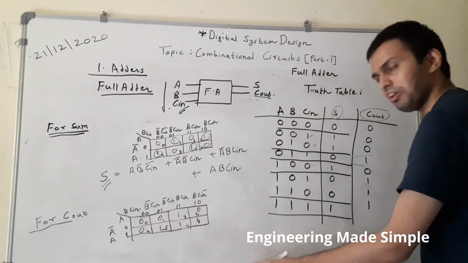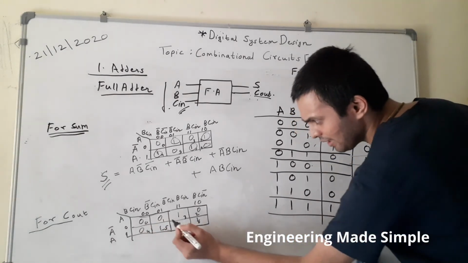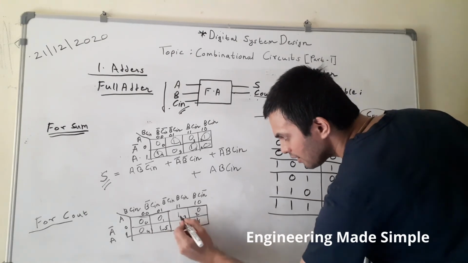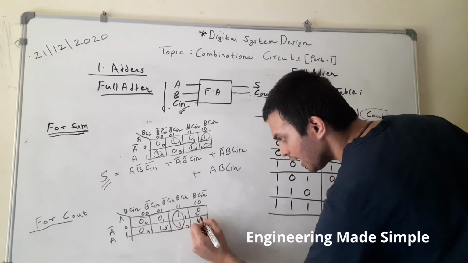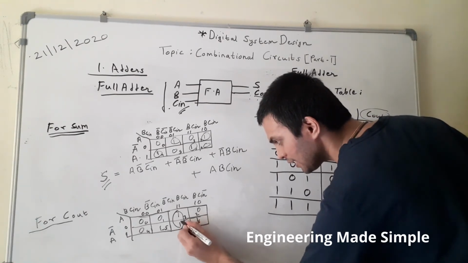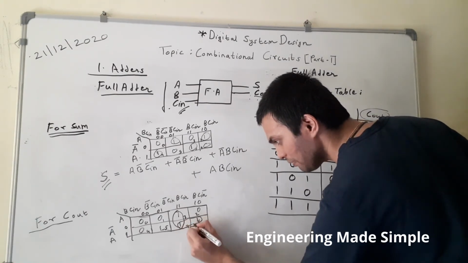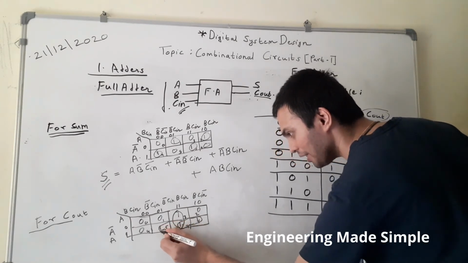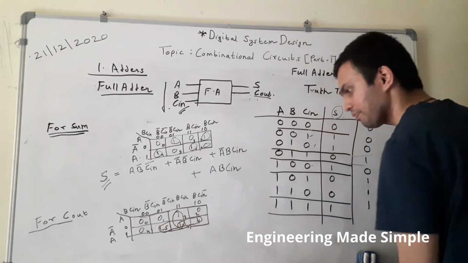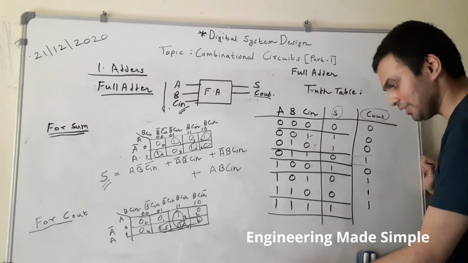Now, by the rules of K-map simplification, these two will form a pair because these are adjacent. And these two are adjacent ones, so this will also form a pair. And this one is also adjacent, so this will form another pair. Now let us start writing the equation for carry.